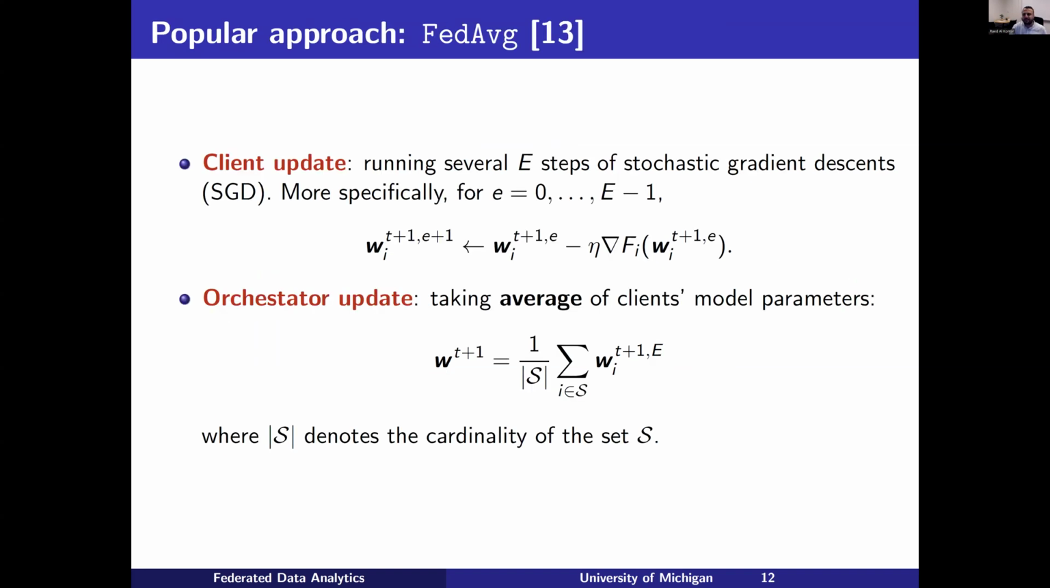Okay. And indeed, one of the most popular and still to this day powerful algorithms that really initiated this explosive interest in FL is called federated averaging. It's very simple. The client update is simply gradient descent. Every client does a few steps of gradient or stochastic gradient descent. And then the orchestrator simply takes a weighted average.